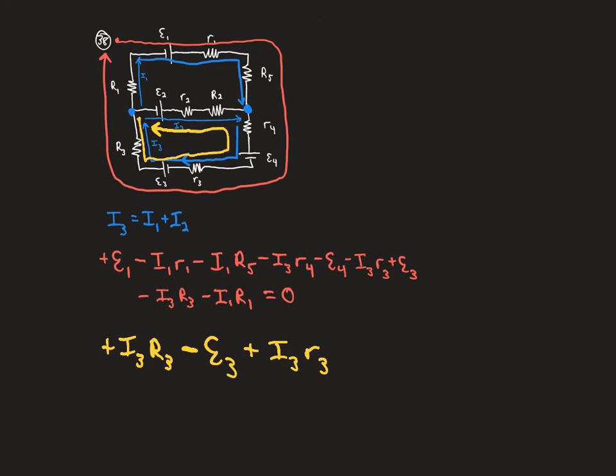I3 times little r3. I keep going around, I hit my corner. I'm going up through the circuit. I'm going from the negative terminal of E4 to the positive. Negative to positive means I have to add E4. So plus E4. Keep going up. I'm going to hit little r4. I'm going up. My current is going down, so that's got to be positive. What current is going through little r4? I3, so that's got to be plus I3 times little r4.